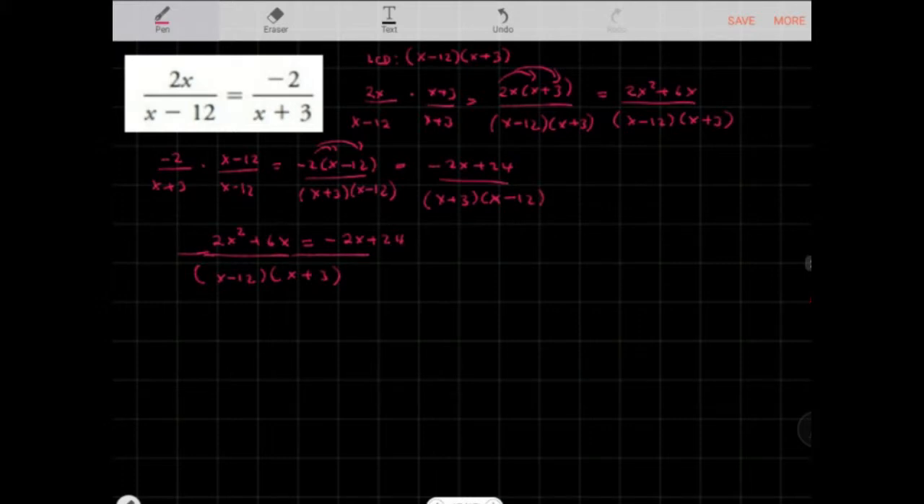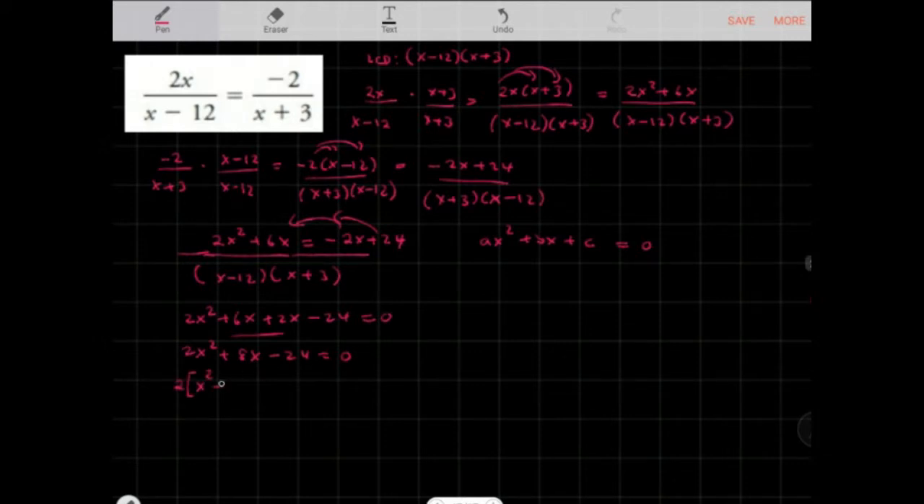Now, in order for us to solve for x, this is basically an expression that looks like ax squared plus bx plus c. You have to let one side equal 0. So I'm going to move these two terms to the other side. You get 2x squared plus 6x plus 2x minus 24 is equal to 0. If I collect the like terms, 2x squared plus 8x minus 24 is equal to 0. I only have to work with the numerator, right? And you can notice that there's a 2 here. So you get x squared plus 4x minus 12 is equal to 0.